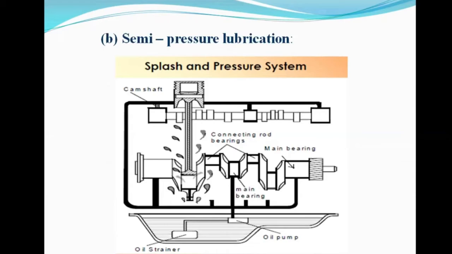In this method, lubrication takes place by a combination of splash and pressure system instead of lubrication only by pressure system, as in the case of full pressure system. So this method is less costly as compared to full pressure system. It enables higher bearing load and speed to be employed as compared to splash lubrication system.